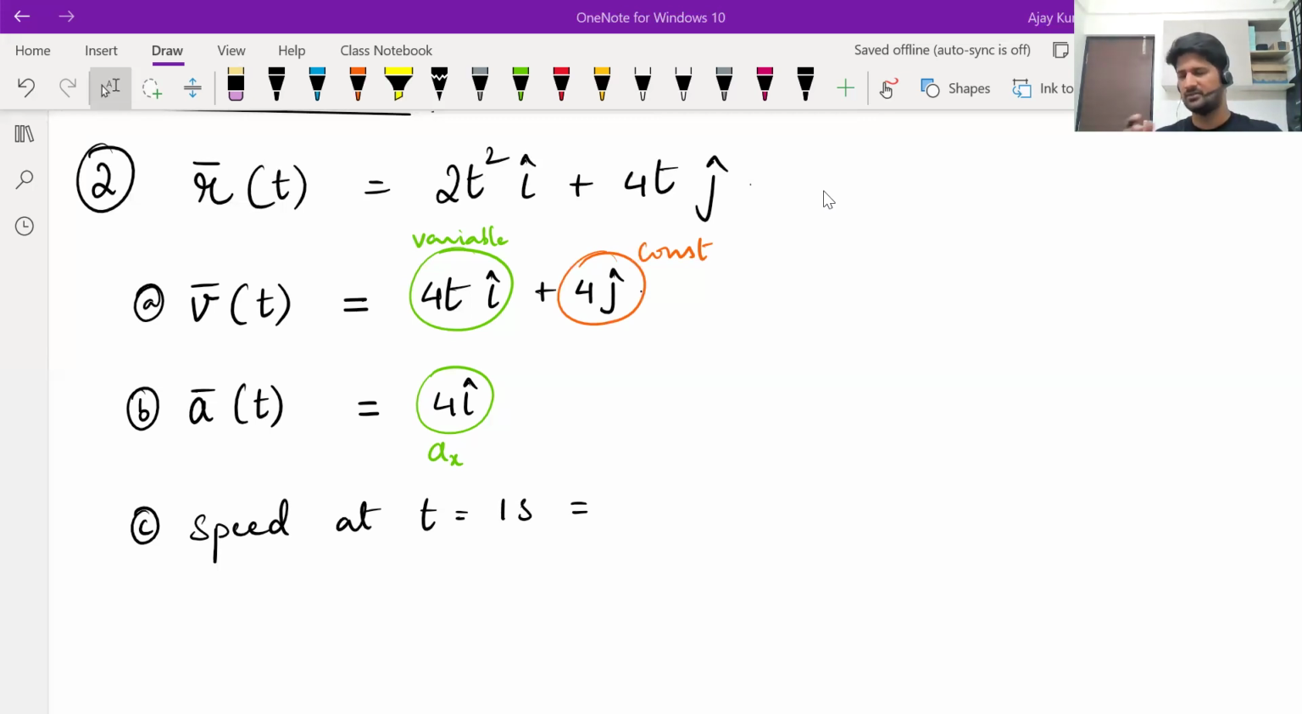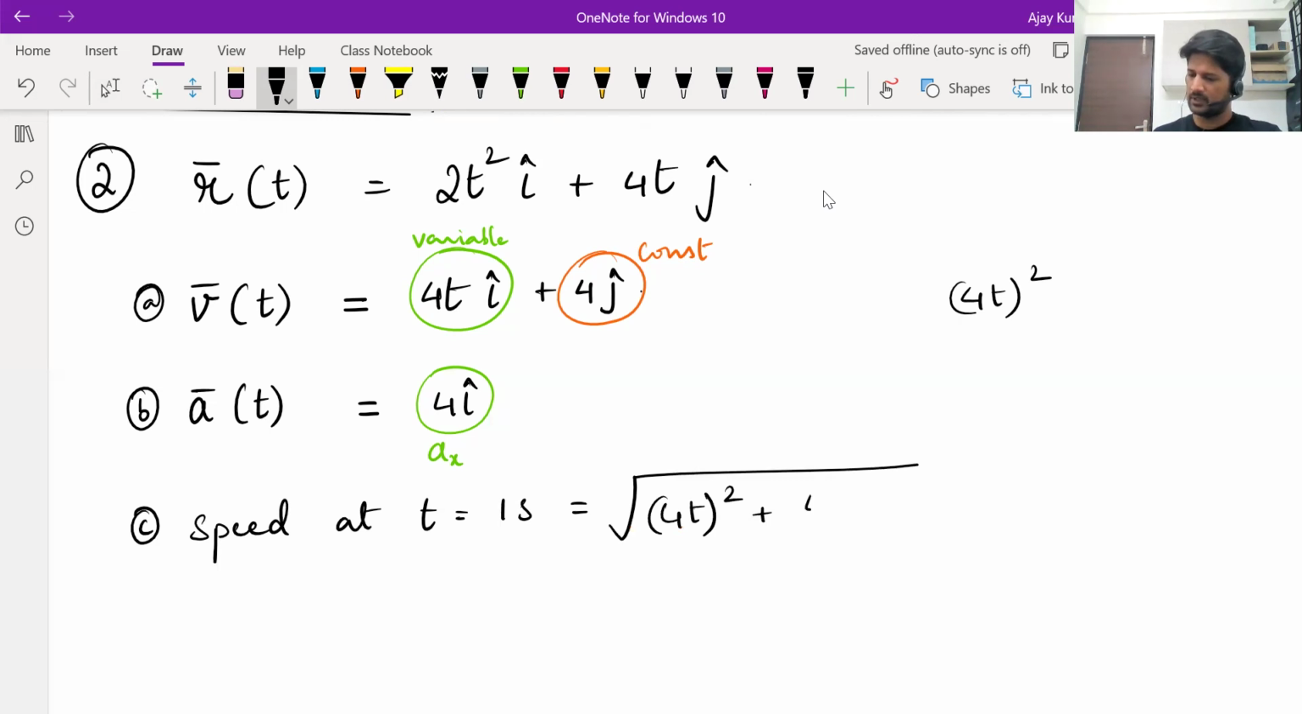Okay, you should not say 4t square. You should say 4t whole square. Anyway, I understand what you did, but the correct way to read it also will be 4t whole square. So he used speed is magnitude of velocity. So root of x component of velocity squared plus y component of velocity squared, and you substitute t as 1. So root of 16 plus 16, root 32. You can write it as 4 root 2. 4 root 2 only, no?